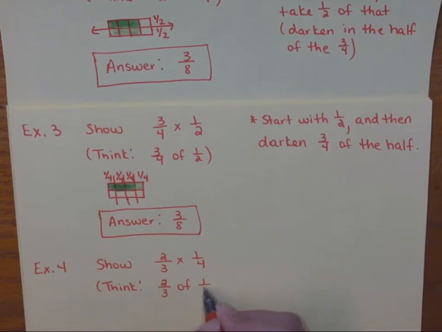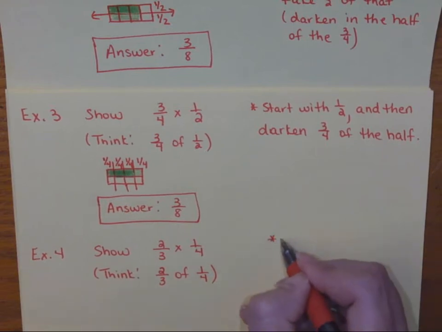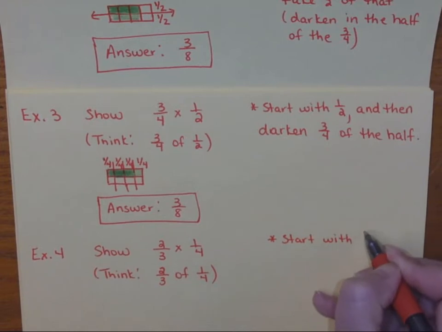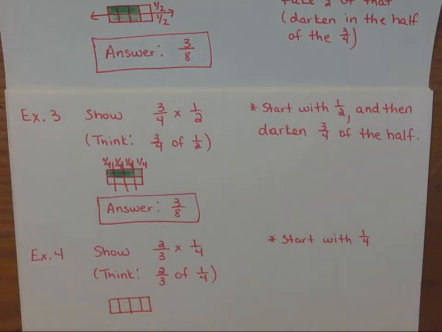So our think statement is, hopefully you paused that and worked it out, 2/3 of 1/4. So what am I going to start with? I'm going to start with 1/4. I'm going to try to shade it a little lighter this time. Start with a fourth.